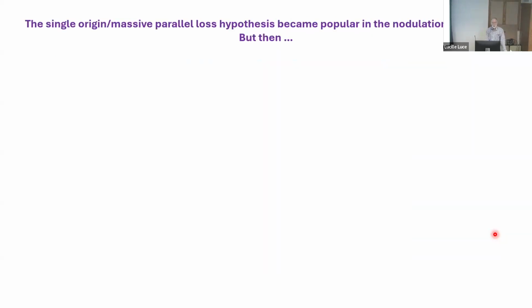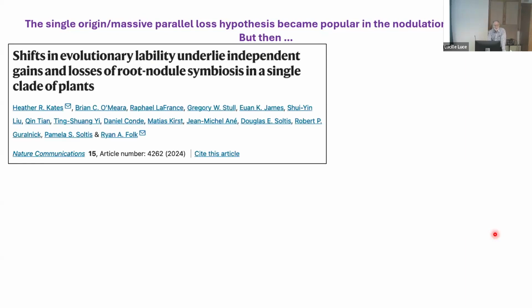So this single origin massive parallel loss hypothesis became very popular in the community. Actually, in those two papers that I cited before, that's like 90% of the top players in the nodulation community were involved in one of those two papers. So people really are pretty invested in this hypothesis. But then, as I say here, this paper came around. Now, it's been in bioRxiv for a couple of years. It took a long time to get through, but finally published just a few weeks ago, actually.